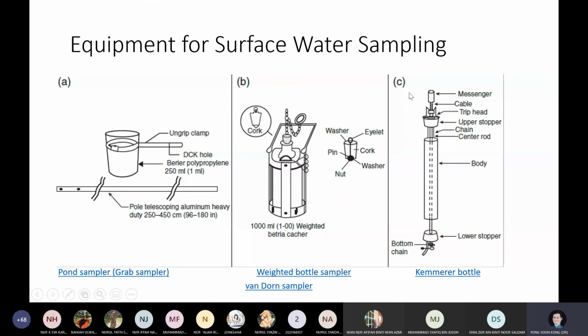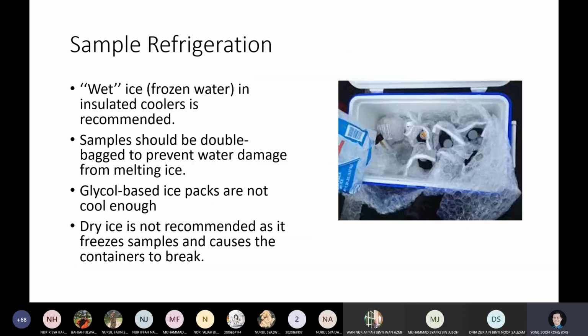And sometimes, do you know where people use C? Sometimes they use C on a boat, so you can see how deep the river is sometimes, or maybe a lake. Oh, by the way, C may also be used in marine water sampling as well, for information. So once you have collected all that water, what do you do? You put it inside a bottle lah.